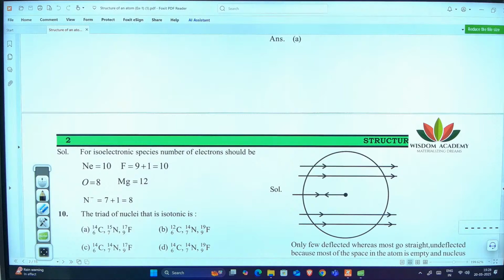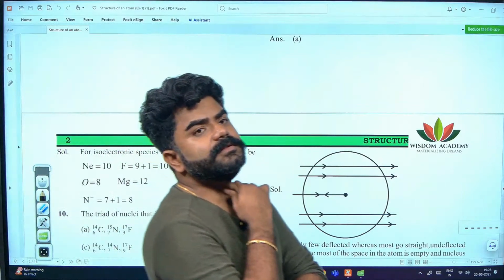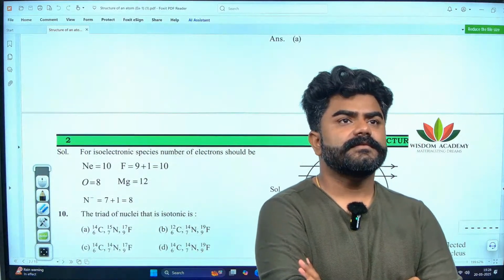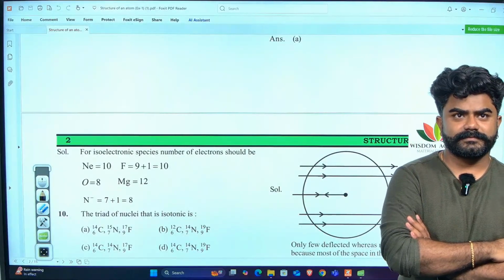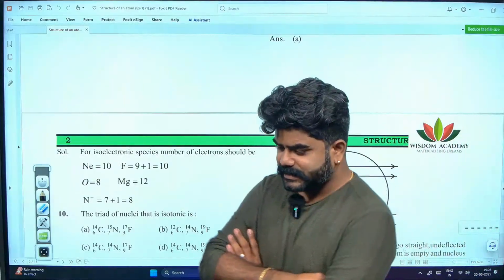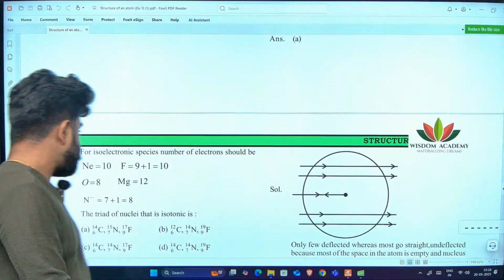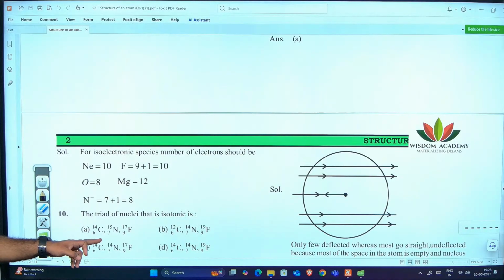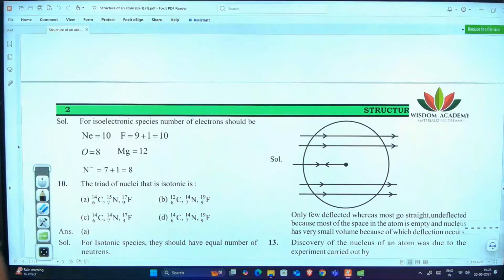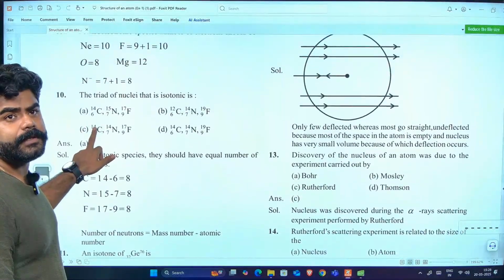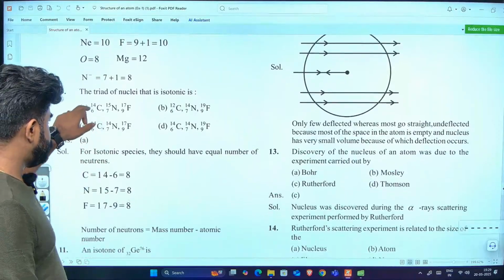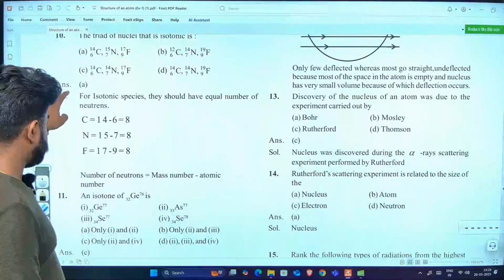Done, all of you? So the answer is A, sir. Okay, the answer is A. What is the number of neutrons for each one? Carbon's neutron count is 8. Nitrogen? Yes. Fluorine also 8. So the answer is A. Very good, that's true. Did everyone understand? Just subtract the atomic number from the mass number, that's it.